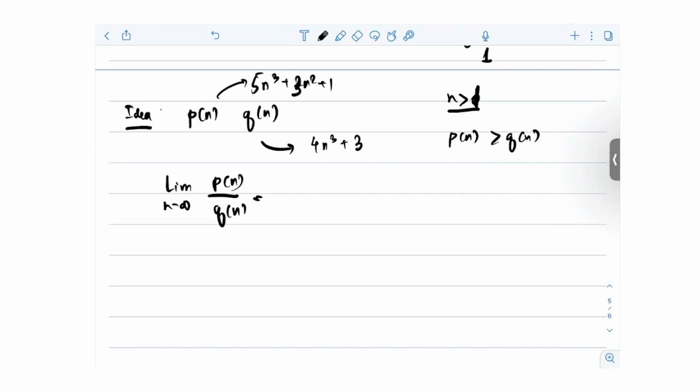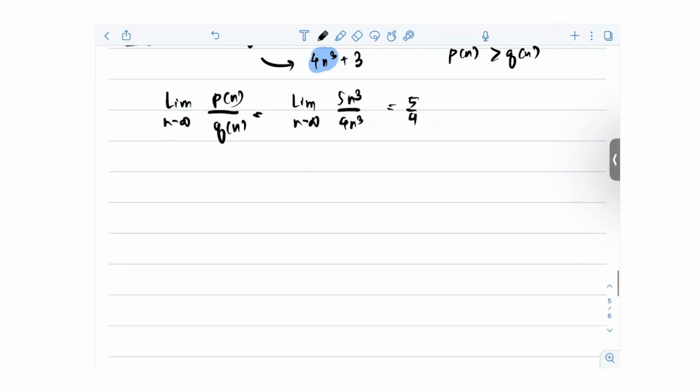The reason is this: as n goes to infinity, the behavior of the highest degree term surpasses the other degrees. Therefore, the limit as n tends to infinity will be nothing but the ratio of the highest degree terms, which is 5 by 4. So the general result is this.